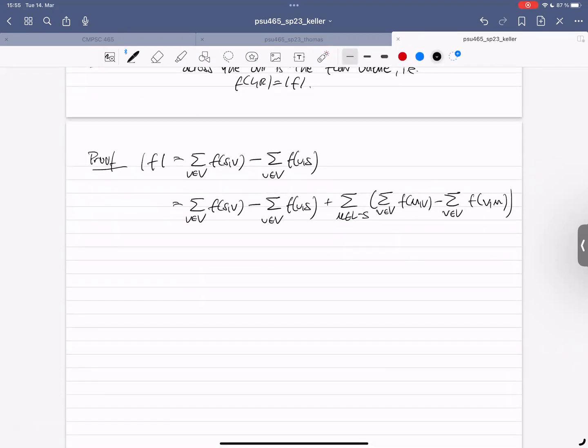Okay, and then we simply expand this part here. So I'm going to just copy this one again, first part. I'm just writing this in the following way. I just say again, U in L minus S.